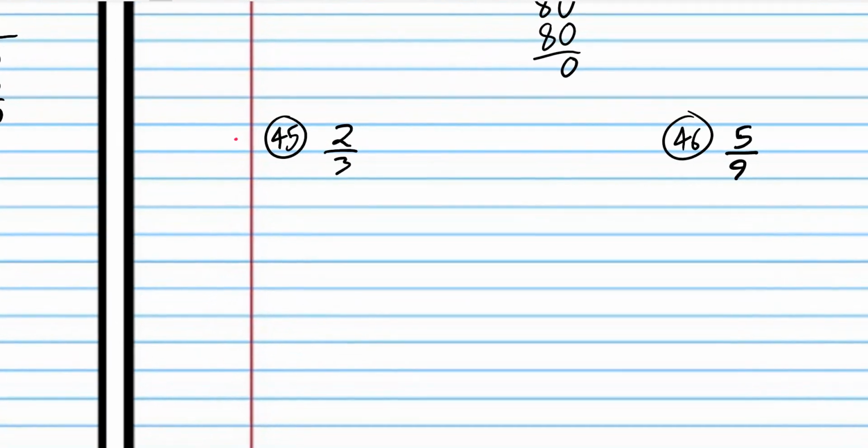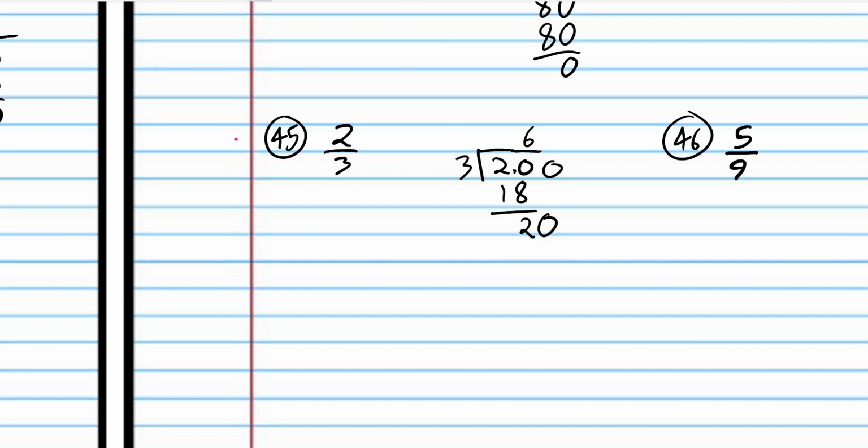We're going to use the same long division algorithm. So 2 divided by 3, add a 0. 3 goes into 20 6 times. 3 times 6 is 18. 20 minus 18 is 2. We have a remainder, so we have to keep going. Bring down the 0, and look what you have: another 20.